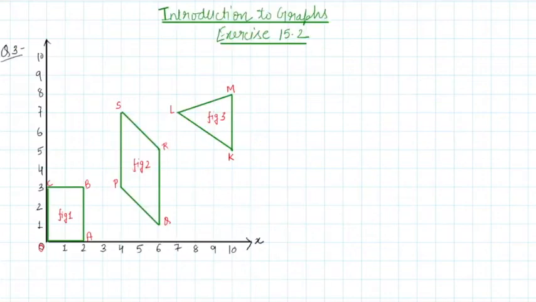Let's see question number 3 of this exercise. There's a figure given, and in this Cartesian plane there are 3 figures given: figure 1, figure 2 and figure 3. You have to write the coordinates of the vertices of each of the adjoining figures. The word vertices is basically the plural of vertex. Now in figure 1, there are vertices given: O, A, B, C, D. Similarly, in figure 2, we have P, Q, R, S, 4 vertices here. And in this figure, we have L, M, K, 3 vertex points given. We have to write the coordinates of these points, right?